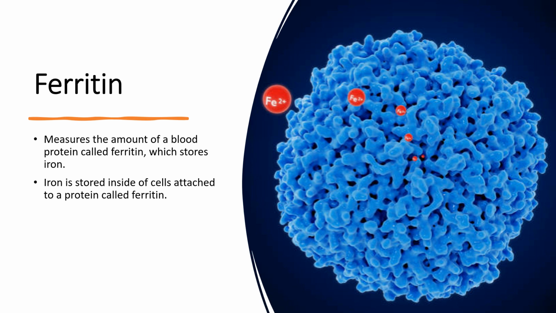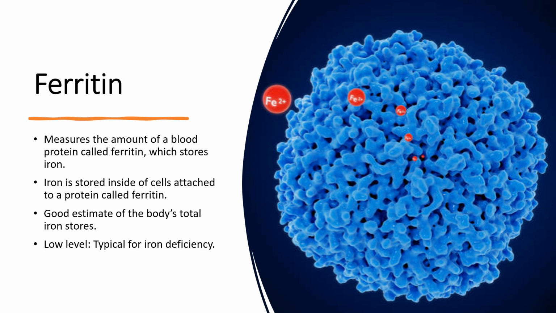The iron is stored inside of cells attached to this protein called ferritin. And while iron saturation is a good estimation of the blood level of iron, the ferritin level is a good estimation of the body's total body iron stores, or how much you have essentially in the kitchen pantry. Low level of iron is consistent with iron deficiency. We used to administer iron on the basis of a low ferritin and low iron saturation, but the current NKF protocol just bases it on the transferrin saturation.